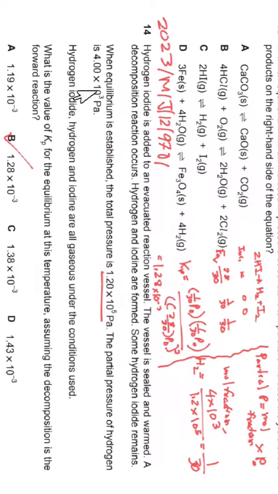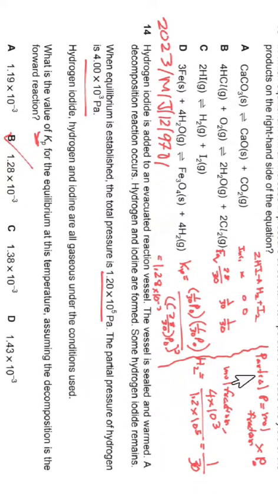pressure of hydrogen is 4 × 10⁵ pascals. Hydrogen iodide, hydrogen and iodine are all gaseous under the conditions used. What is the value of Kp? That means constant pressure for the reaction at the temperature, assuming that the decomposition reaction is forward.